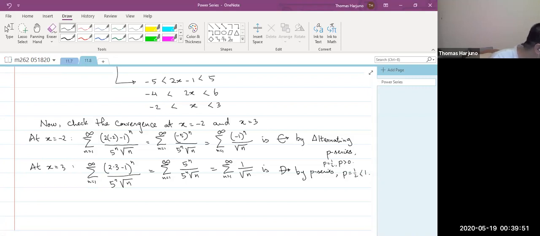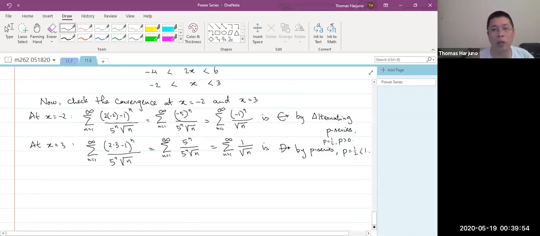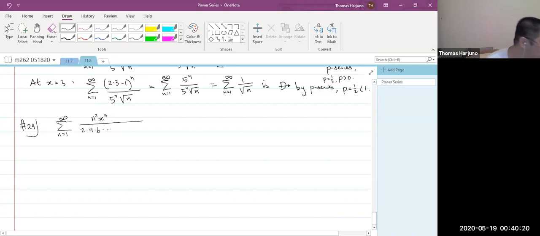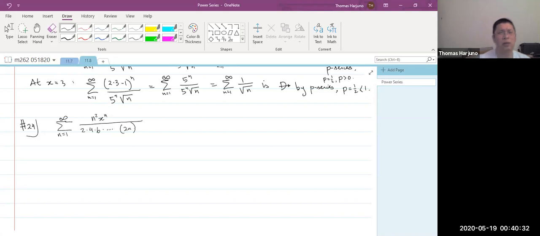Okay, and then you say number 24. Ooh, that's hard. The series is so hard to express even using some general term. N squared x to the n over 2, 4, 6 all the way to n. Actually, they can express it that way.